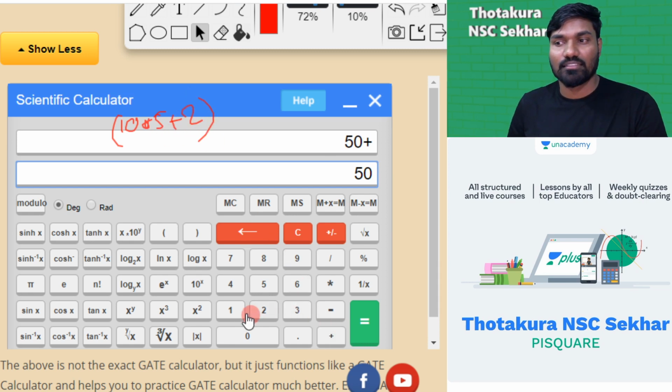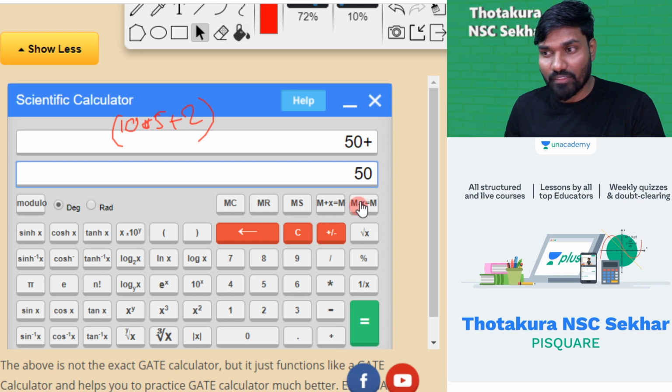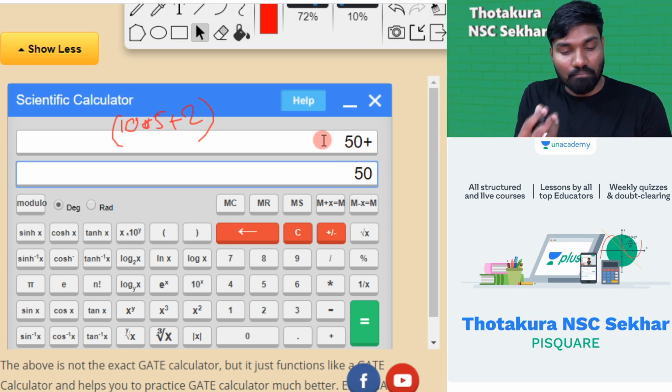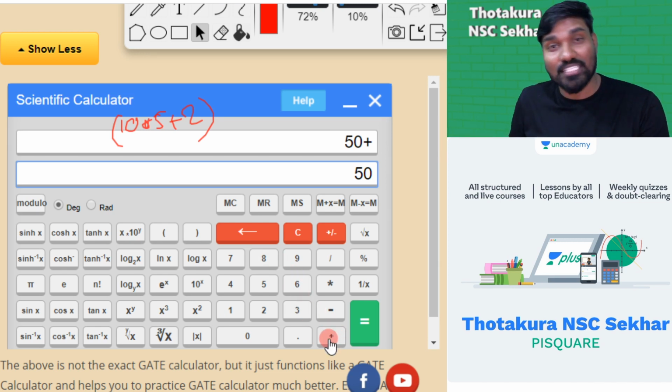So the moment I enter any one of these operators, the value displayed here is what the operation will be applied to. I entered plus here, so the value was 50. For the 50, it has added a plus operation. If I press plus once again, what do you think will happen? For this 50, again it will get, I think it's not taking, maybe, yeah.